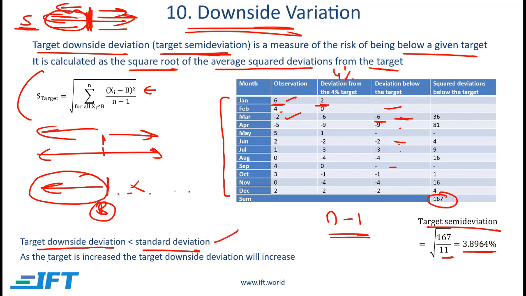Another point is that as the target is increased, the downside deviation will increase. Here we have a target of 4. What if we had set a target of 5? If the target is 5, then obviously the deviation of the different terms relative to 5 would be more. So we can say that as the target is increased, the target downside deviation will also increase.